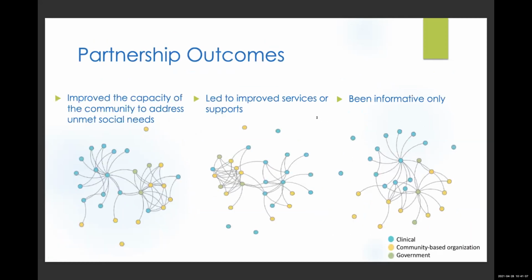So we asked the organizations some additional questions. We asked them to identify if the partnerships that they had improved the capacity of the community to address unmet social needs, led to improved services or supports, or had been informative only. Again, in these maps, you will see how they work in homogeneous manners, meaning that they work within themselves more than they span across one another and collaborate together in efforts to address unmet social need.